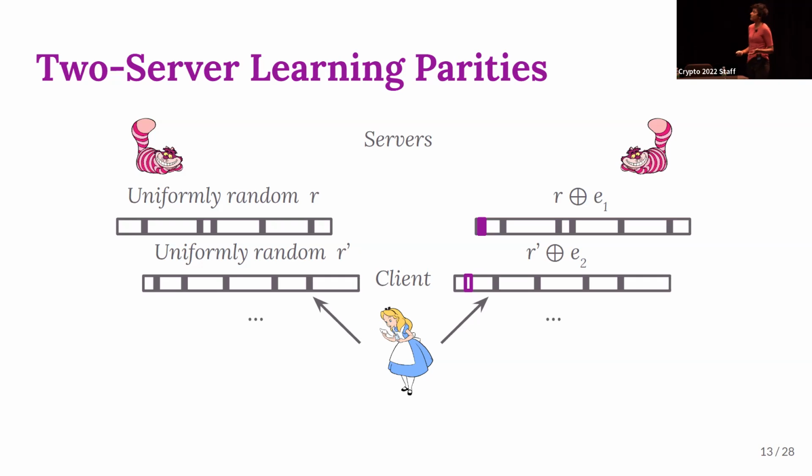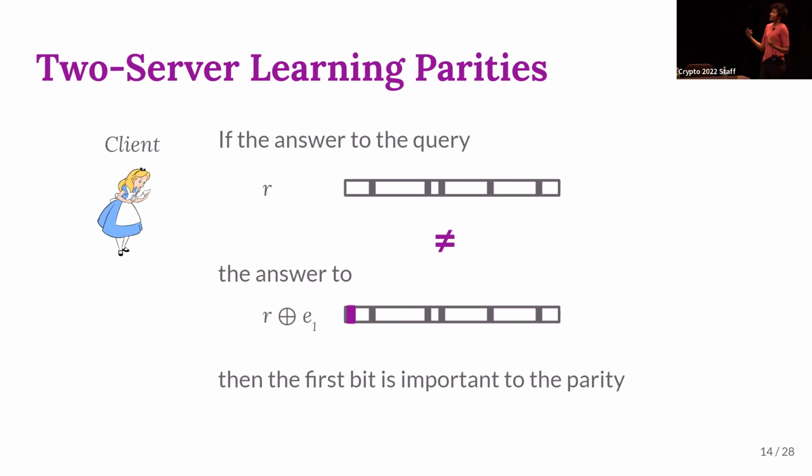If the answer to the query R is different from the answer to the query R with the first bit flipped, then the client is able to note that the first bit is important to the parity. So it's included in the subset of bits that are multiplied. And again, the client can do this for all the remaining bits and learn the entire parity function.